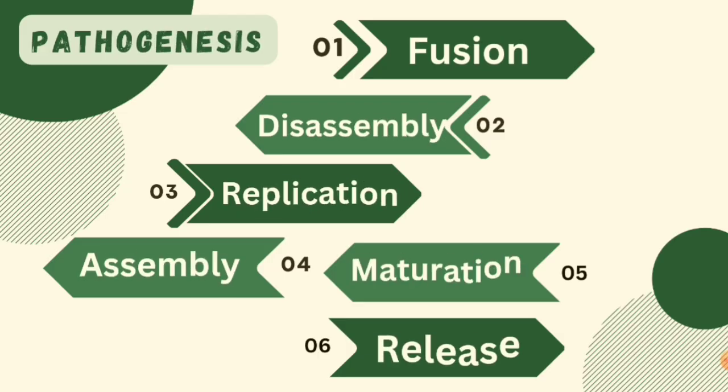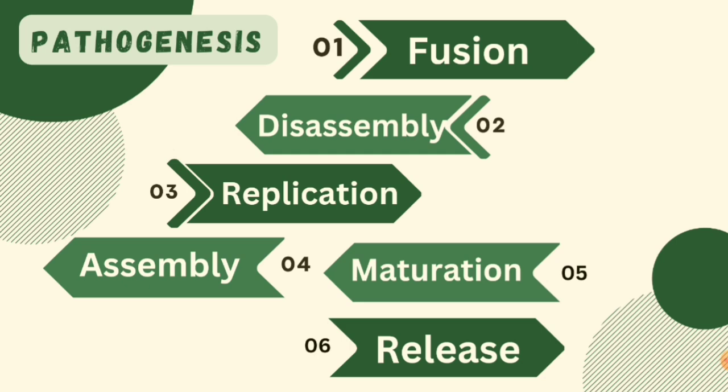Now let's discuss the pathogenesis of dengue fever. Dengue virus attaches to the host cell and enters the host cell. After entry, it disassembles into its viral RNA. Then there is replication of the virus inside the cell. Then the virus assembles itself. After this, there is maturation of the virus and then it is released from the host cell.